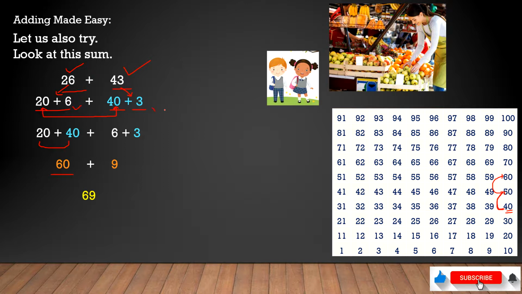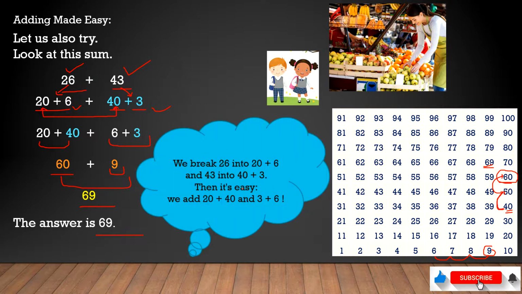Then 6 and 3, we move to this side, and if you add 6 and 3, you will get 9. So here is 6 and we want to add 3, then 1, 2, 3 and we reach 9. Then in the end we can add 60 and 9. So here is 60 and if you add 9, you will get 69. So the final answer will be 69. So let's see another example.